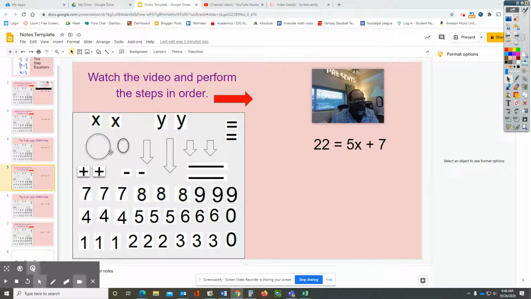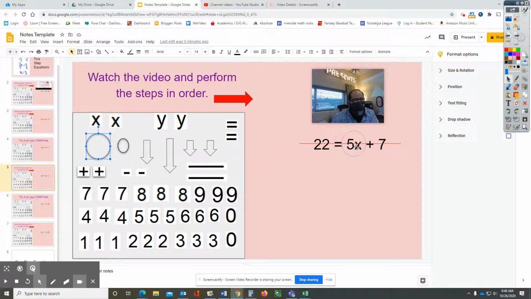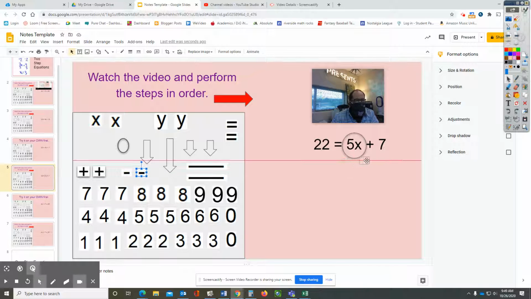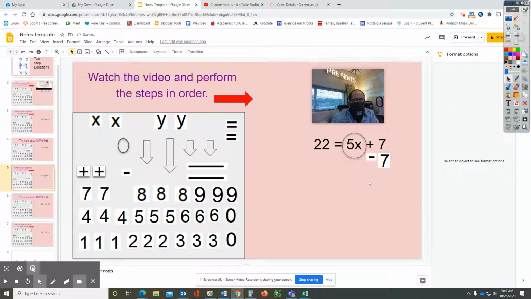So the first thing we're going to do is, again, drag our circle over to our 5x because we want to isolate the 5x. So I'm going to put that on top of it there. Then I see that I have a plus 7 beside it. I want to get rid of my plus 7. So the opposite of adding 7 is to subtract 7. So I bring over my minus 7 here. So there is a minus 7. And again, that cancels it out. So we're done with the 7s on the right-hand side.